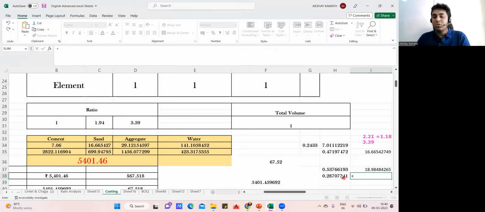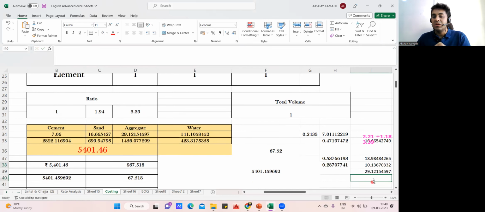And if I multiply 0.28 by 35.31, I'm getting 10.13. So if I add both, that is 18.98 plus 10.13, it should match my answer, which is 29.12. And same thing, you can see it here.